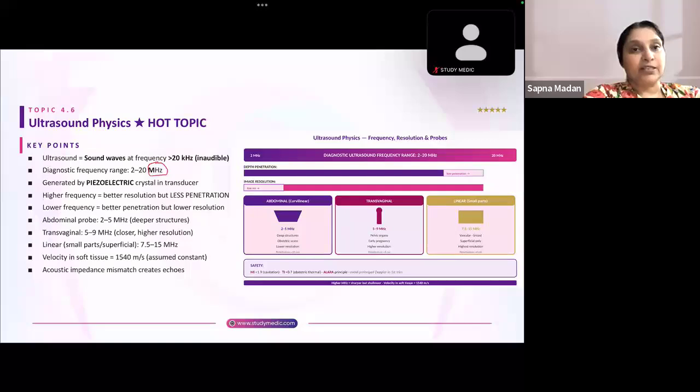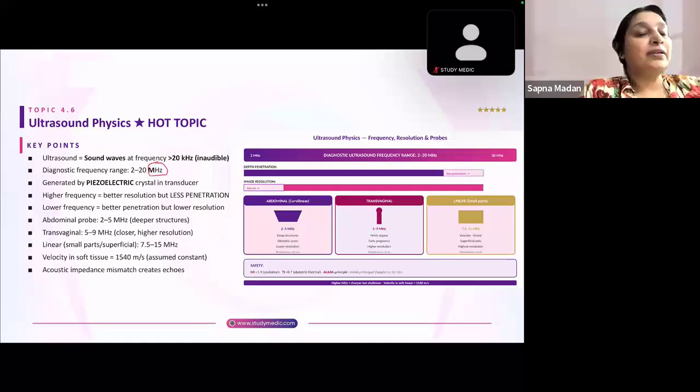So for abdominal probes, the frequency is between 2 to 5 megahertz. It measures up to the deeper structures. Transvaginal probes have a higher frequency than that. It gives higher resolution images of the organs that it is going to be examining, and the frequency is 5 to 9 megahertz. Mostly it is 5 to 7, but nowadays up to 9 megahertz has come, and that is why there have been a change in a few guidelines like Rotterdam's criteria, etc.